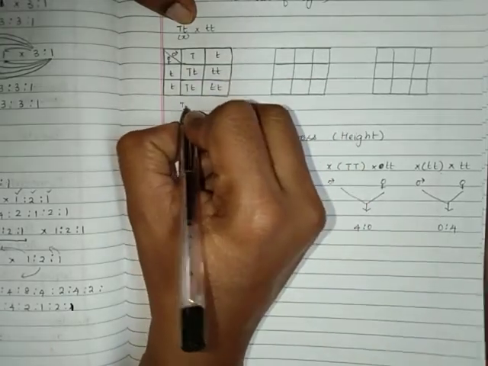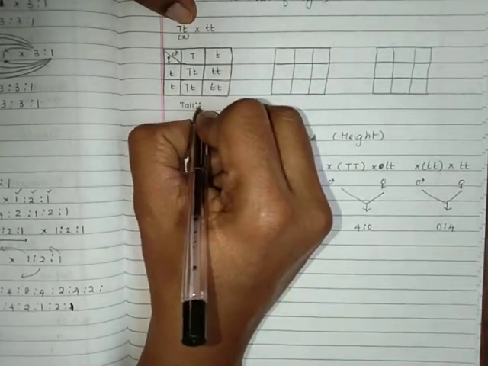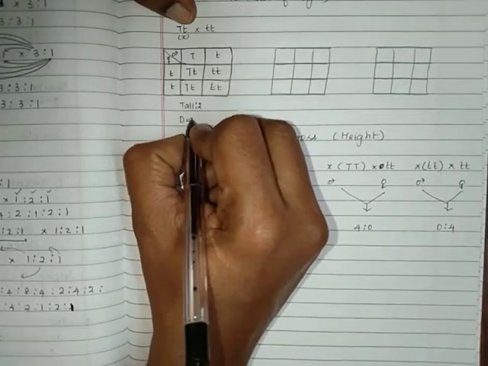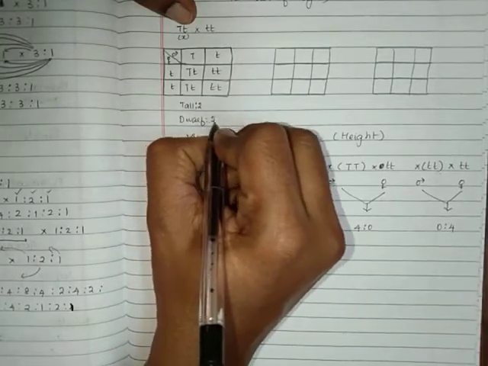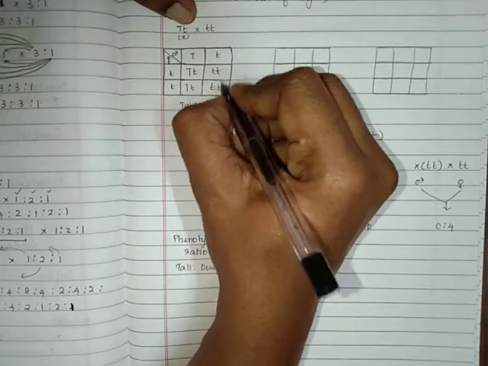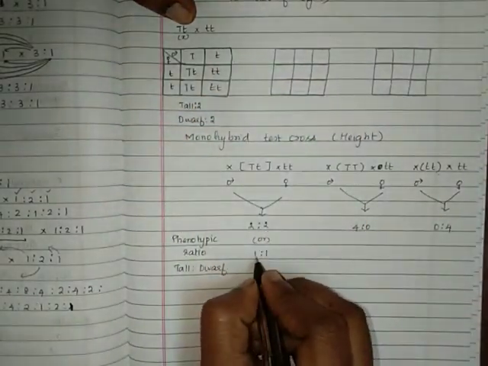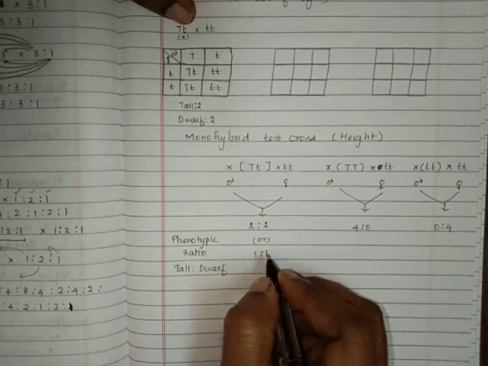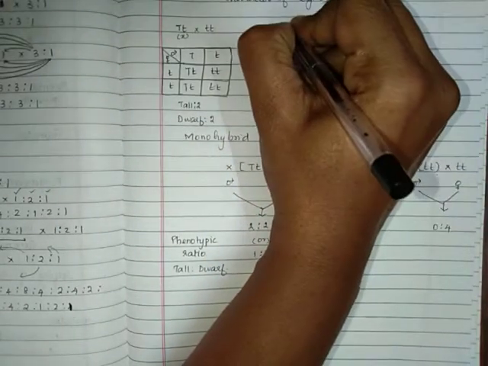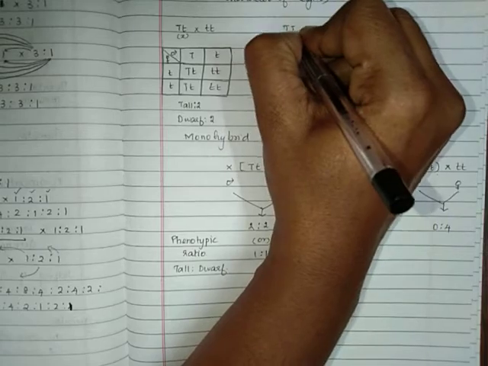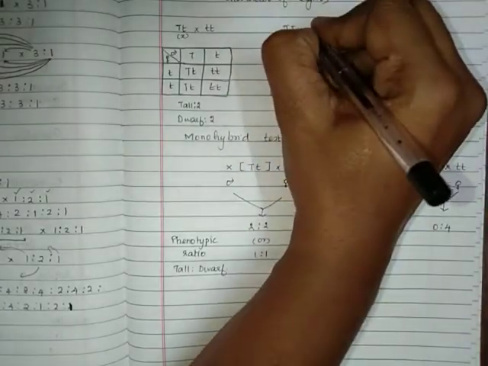So tall plants are going to be two, dwarf plants are going to be two. So these two are going to be tall, these two are dwarf. So the ratio is going to be 2:2 or 1:1 ratio. Similarly, if we consider, if this is the plant, that is the X is going to be homozygous dominant.